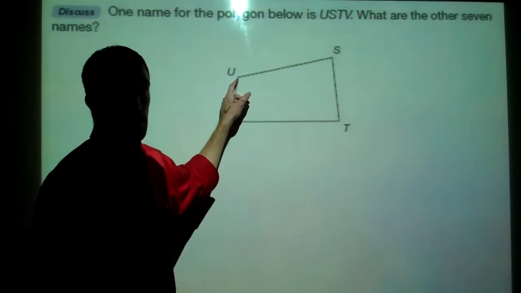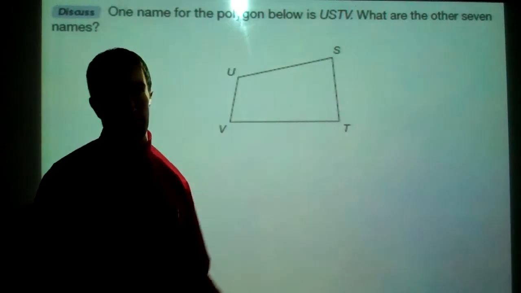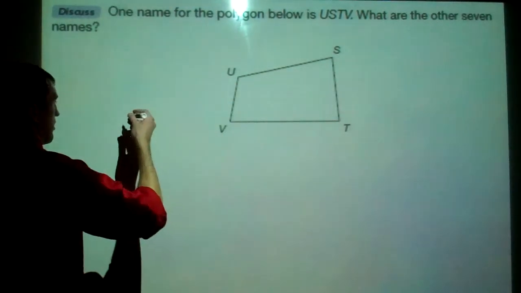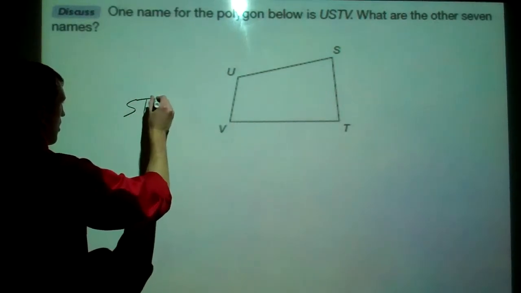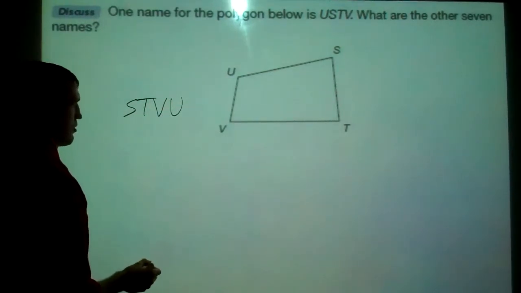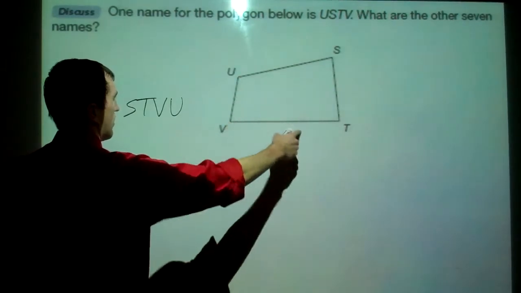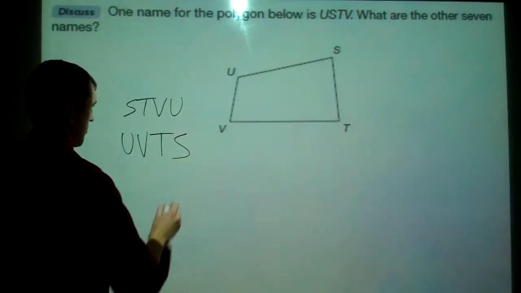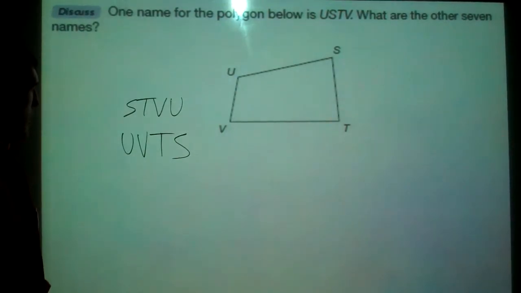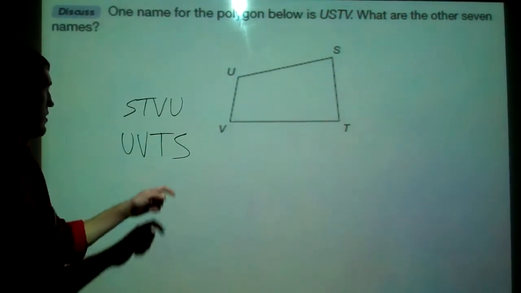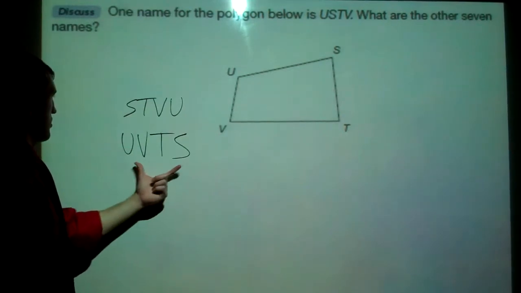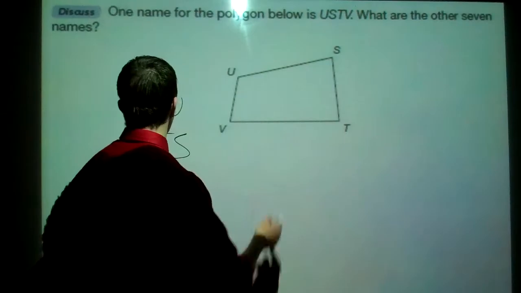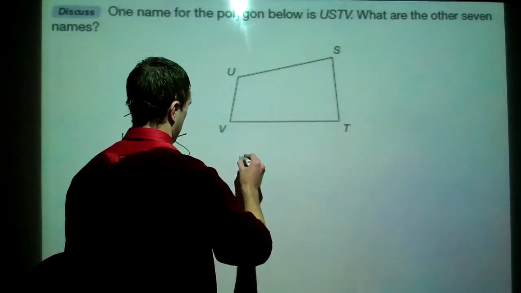We can't go UTVS. We can't be doing that. So another one could be STVU. That would be acceptable. UVTS. That would also be acceptable. We could also take the reverse order of these, UVTS. Oh, I just did that one. Huh, I didn't even try to do that. Alright, US TV, that's another one.